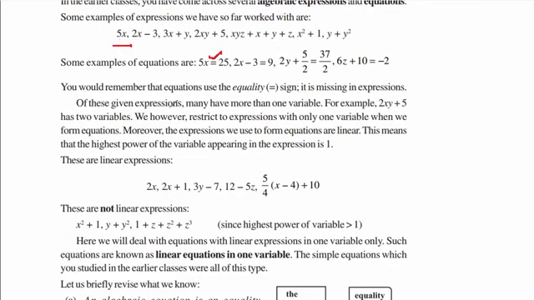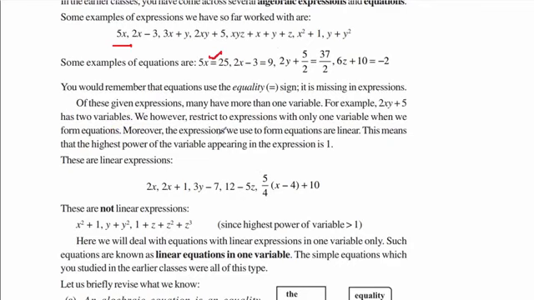Of these given expressions, many have more than one variable. If you see here, we have only one variable x, whereas here we have two variables, namely x and y. For example, 2xy plus 5 has two variables, x and y, and constants 2 and 5. We, however, restrict to expressions with only one variable when we form equations, because you are in the learning phase. In higher classes, you will be dealing with more variables.